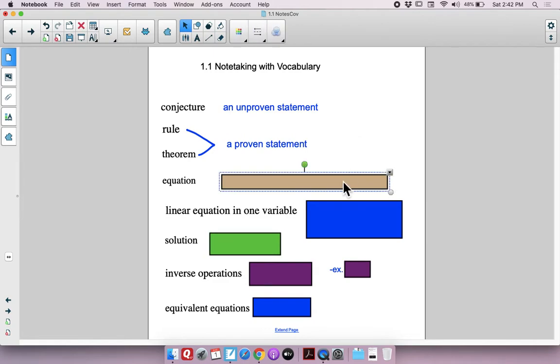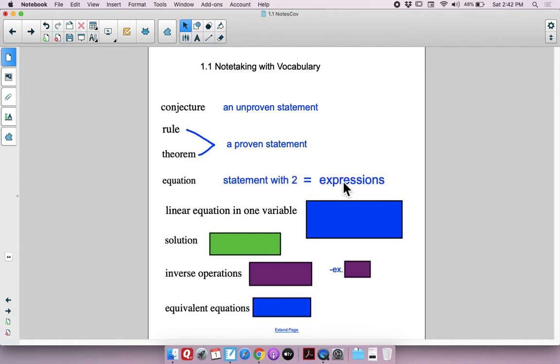What's an equation? Well, an equation is a statement with 2 equal expressions. Remember, an expression is something like 2x plus 5. An expression is something like 6. But if I have 2x plus 5 equals 6, then that's an equation. It's a statement with 2 equal expressions. There's always going to be an equal sign. Okay, what's a linear equation in one variable?